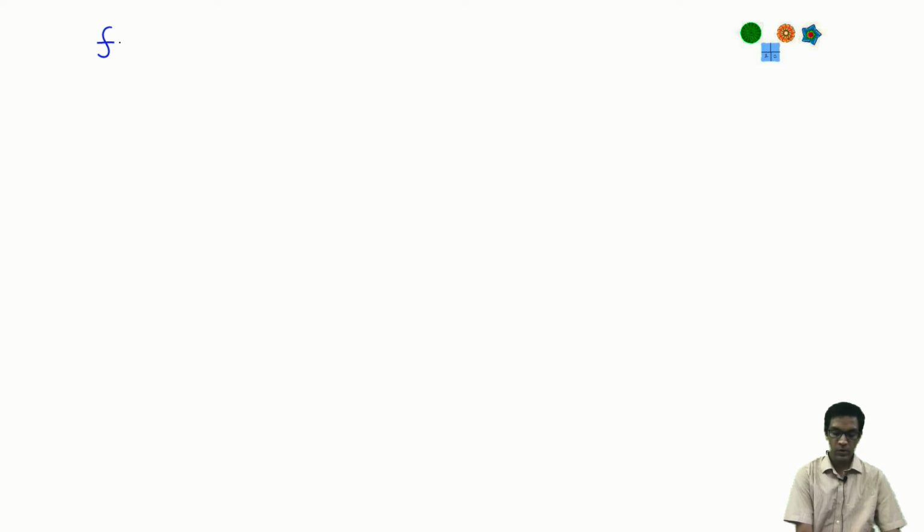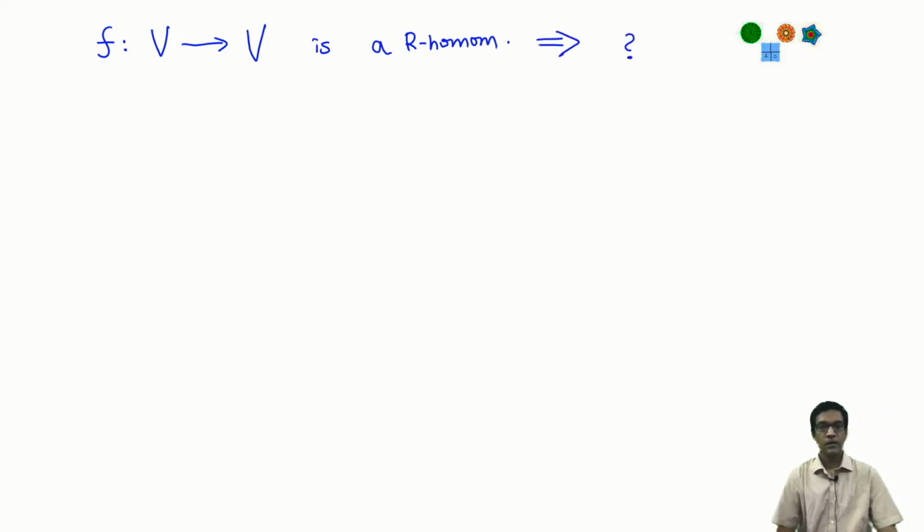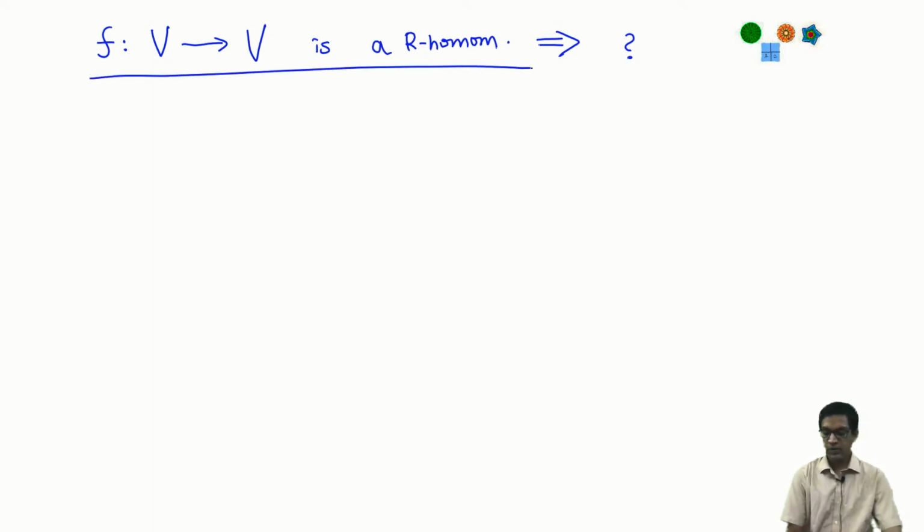So what do I want to do? I want to understand, if f from V to V is an R homomorphism, then what can I say about f? What does that tell me about f? In other words, can I somehow characterize all homomorphisms from this module to itself? Let's see what the consequences of this being a homomorphism would be.